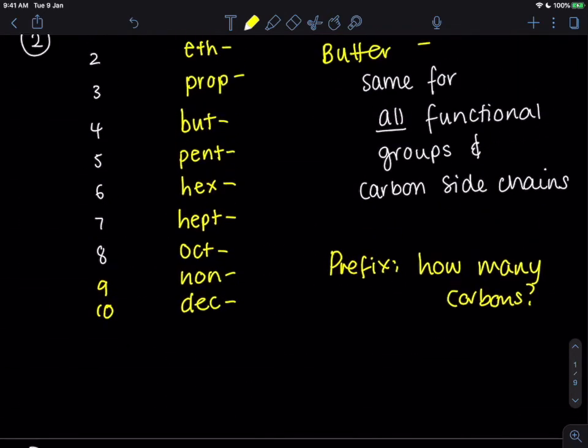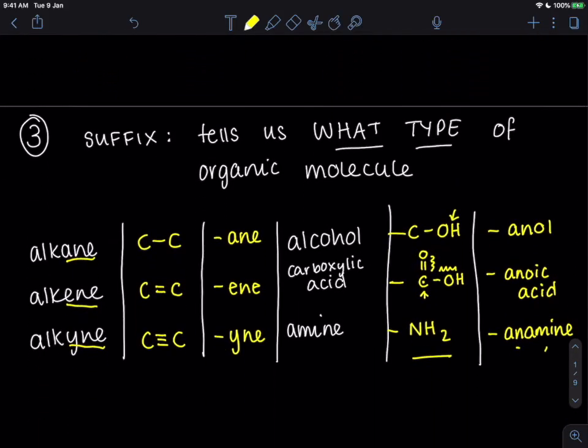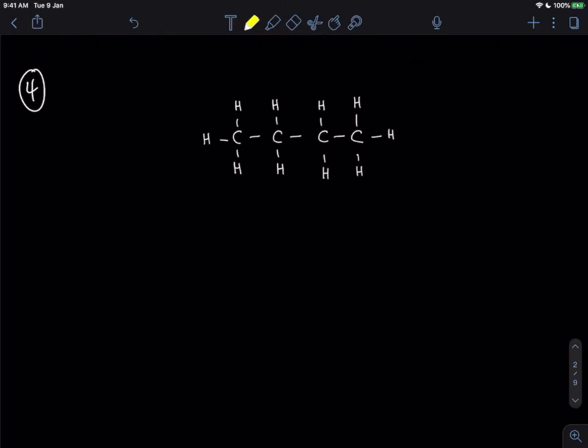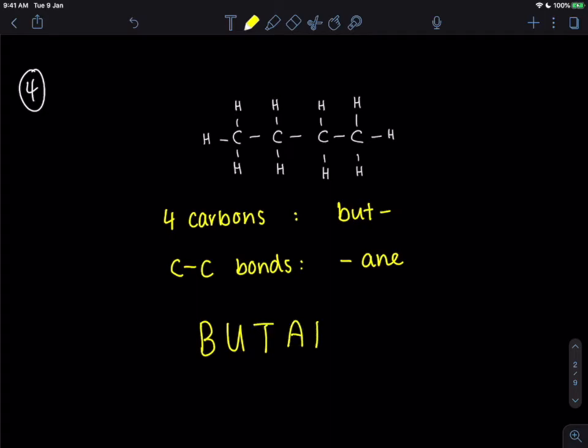So how do we put these two things together? We've got our prefix, which tells us how many carbons we have, and we have our suffix, which tells us what type of molecule we have. So if we go back to our structure here, we can see we have got 4 carbons, and we have got only C-C bonds. So we then have to assign this information to part of our code. So 4 carbons, if you can remember, is but-. So my prefix for my name is going to be but- to tell me that I've got 4 carbons, and the suffix for my carbon-carbon single bonds, nothing else going on here, simplest type of organic molecule, the suffix is -ane. If I put these two things together, I get butane.